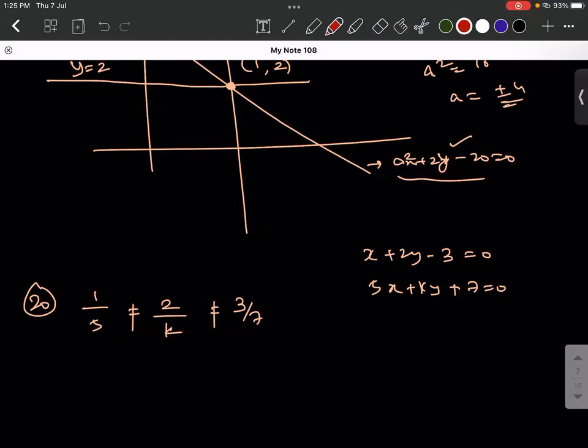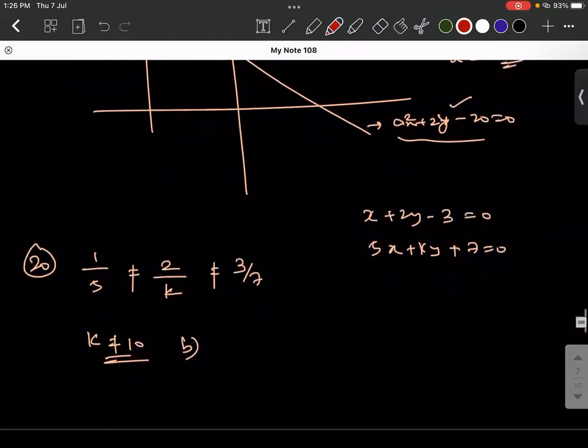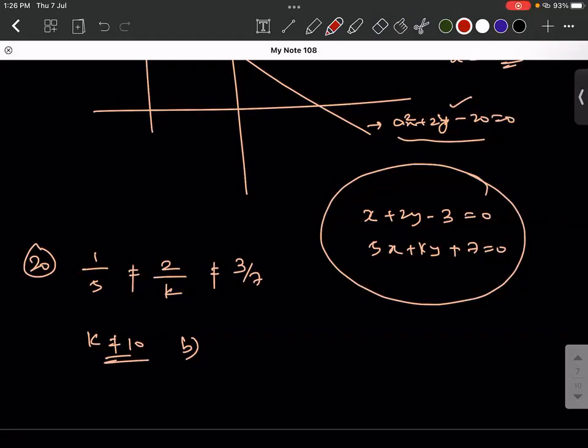So 1 by 5 is equal to k by 2. So k is obviously not equal to 10. So option B is the right answer. But is this point registered? I'm not concerned about the answer. I'm concerned about this point. Is it registered? Next time, don't do that mistake. Okay.